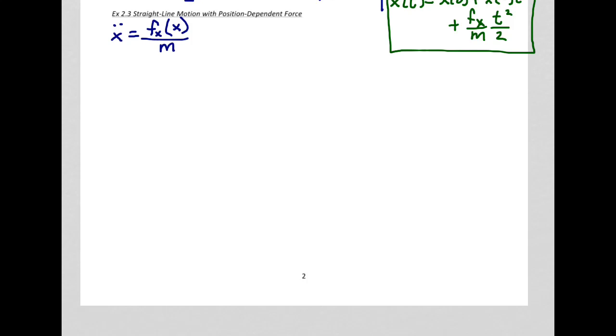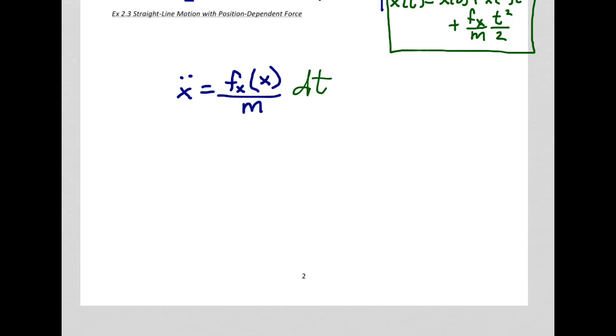The first time we had no force. This time it's a function of position. It's a function of x. So in the past two examples, we've integrated both sides by time. And so if we take this expression and wanted to integrate both sides by time, dt, then we've got an issue here. We can't simply say, all right, we're going to integrate both sides by time, we'll just throw some t's on there and get along with our lives.